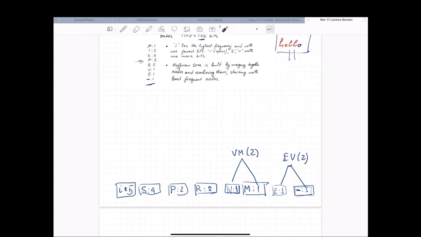Okay. P2 and R2? Yeah, P2 and R2, for example. Or I could combine this with that. That will also be a combination. I could draw a node just like that. Or I could combine these two. So notice that I have some freedom in choosing which nodes if there are ties.